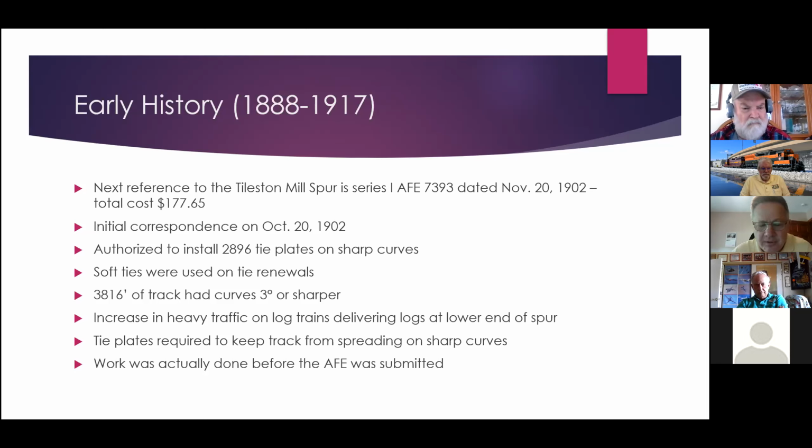And as they were replacing ties, the wood was soft. And apparently they said there was an increase in traffic, and there were heavy log trains delivering logs to the end of the spur. So they must have been delivering the logs to the planing mill. And basically, because of these heavy trains and a lack of tie plates on the curves, the track was spreading, causing problems. So they authorized them to go back and put in tie plates to try to keep these heavy trains from spreading the rails.